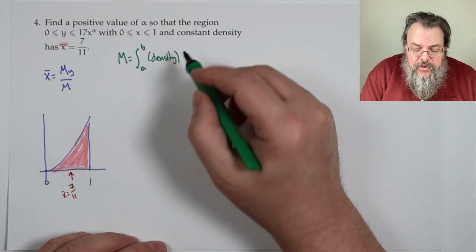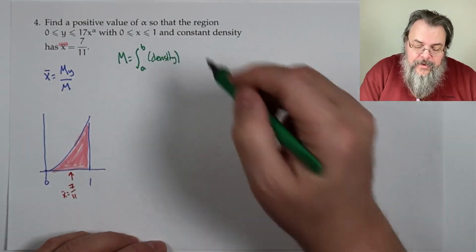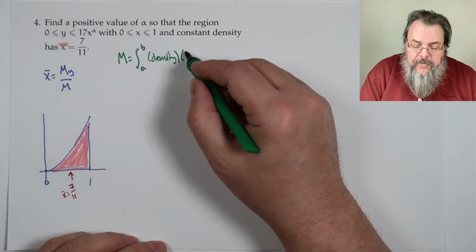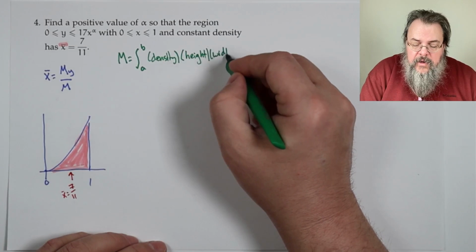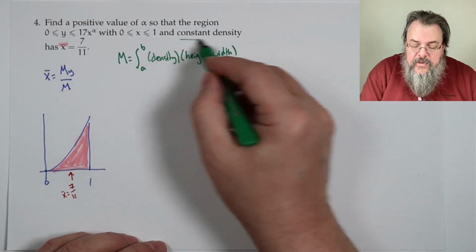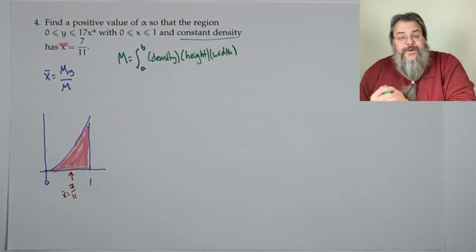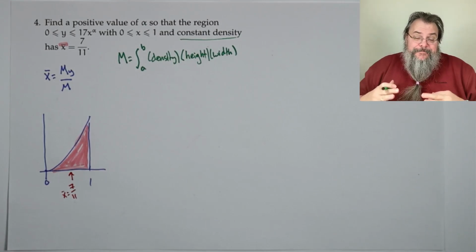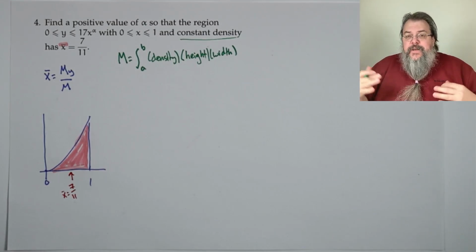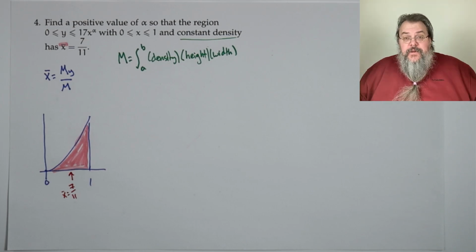And then measure, but we're two-dimensional. So since we're two-dimensional, we're going to have our height and our width. Now, notice we have constant density. They didn't tell us what the density is. It actually, in essence, doesn't matter. So it could be constant density 2, 3, a million.